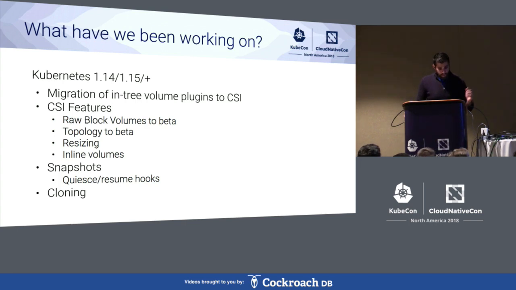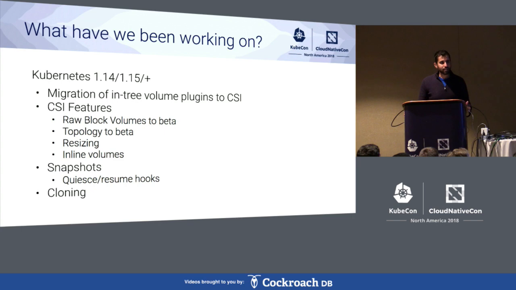The other things that we're going to be pursuing in the next year are bringing CSI up to feature parity with the core so that we can do the migration. So this includes raw block volumes, topology, resizing, and inline volumes. And then beyond that, we are also looking into the next generation of primitives to introduce into the Kubernetes API.